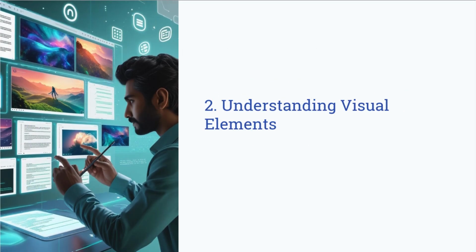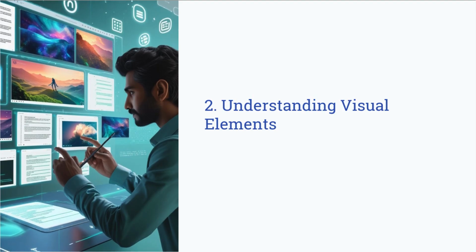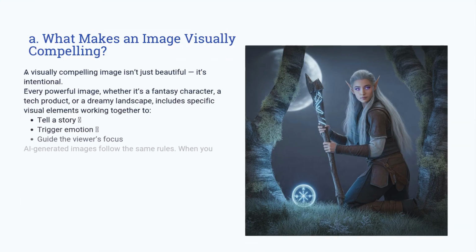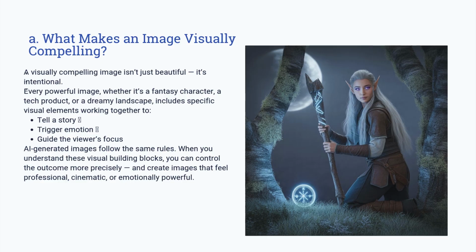Let's talk about what actually makes an image visually compelling. It's not just about looking beautiful, it's about being intentional. Every great image, whether it's a fantasy warrior, a cool tech product, or a dreamy mountain landscape, has certain visual elements working together. And they're all doing a job, telling a story, creating emotion, or guiding the viewer's focus. The same thing applies to AI-generated images. If you understand how these building blocks work, you can shape your prompt in a way that gives you results that look polished, cinematic, or emotionally powerful, not just random or generic.